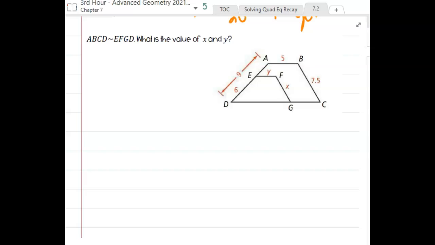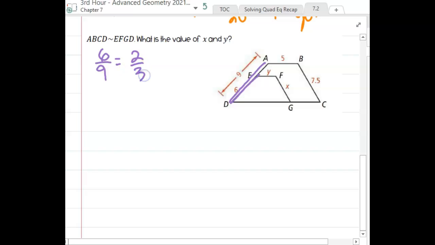So I need to look at my figure and set up a ratio where I know a side length to a corresponding side length. Did I see one? 6 over 9, right? DE to AD. And we know that they correspond, DE to AD. First and last, first and last. So if I do 6 to 9, I like to work smarter, not harder, so I'm going to reduce this. You don't have to, but you get smaller numbers, so it might be easier. It would be 2 to 3.